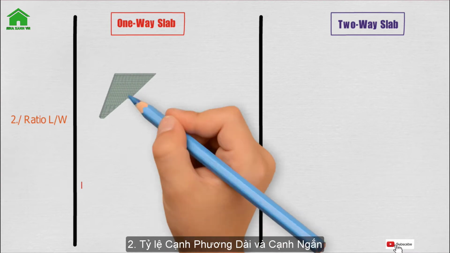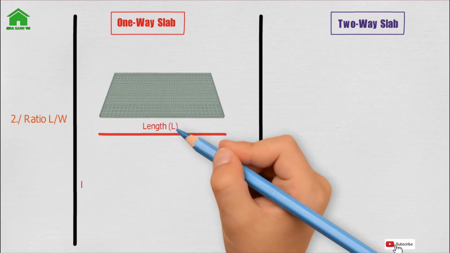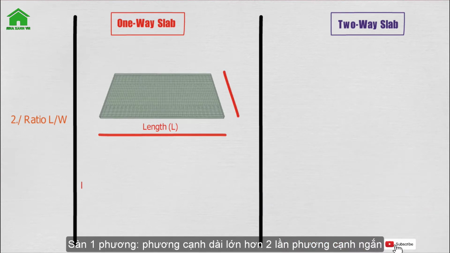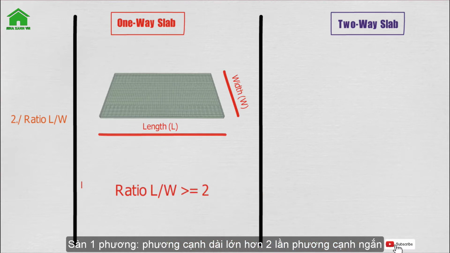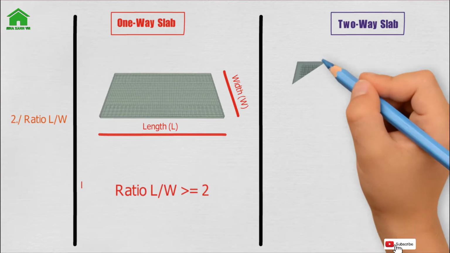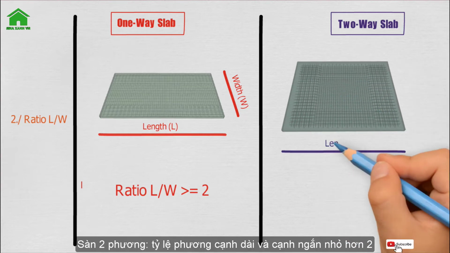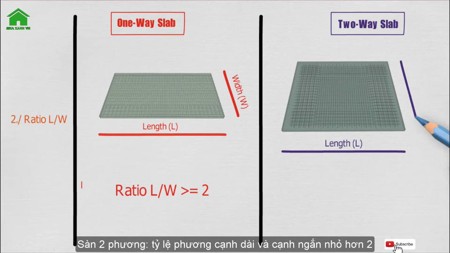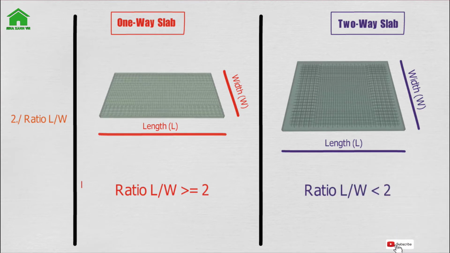Number two, ratio of longer and width. About one-way slab, this is the length and this is the width of one-way slab. So the ratio of length and width is over two. About two-way slab, the length, the width, the ratio of length and width is under two.